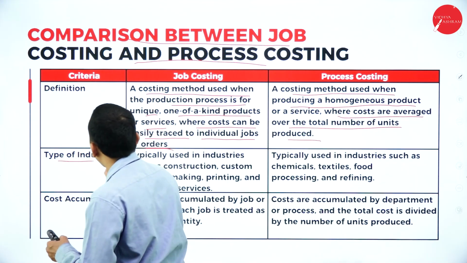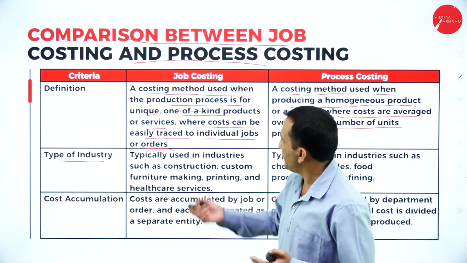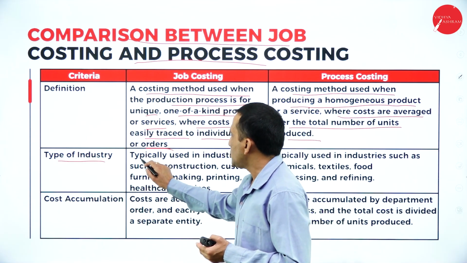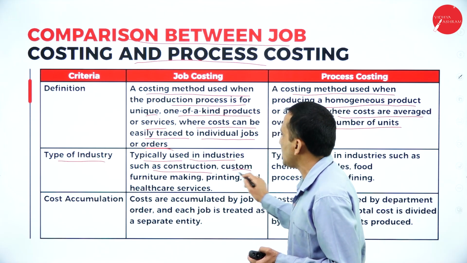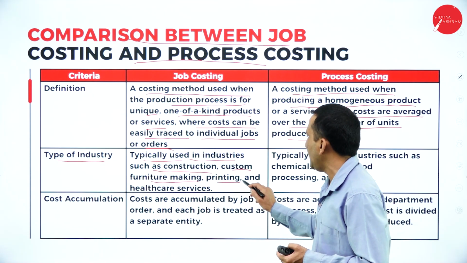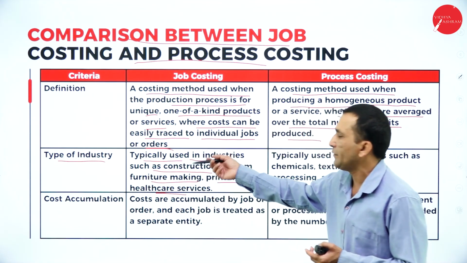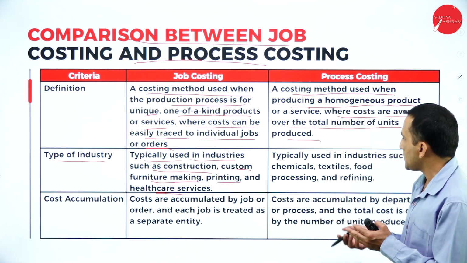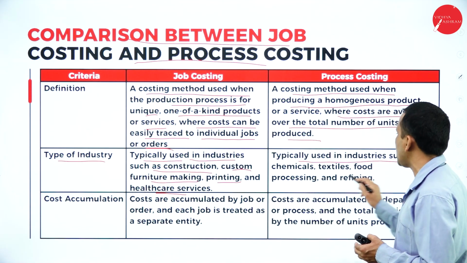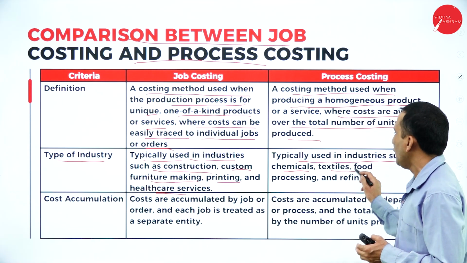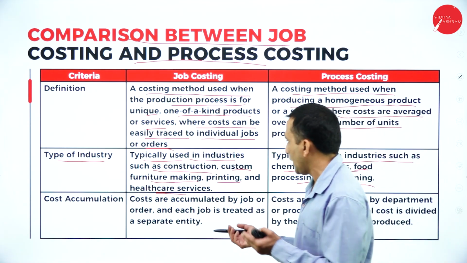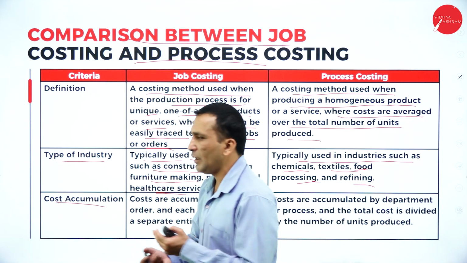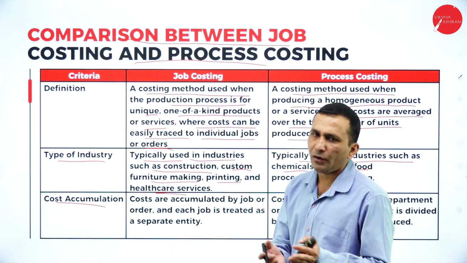Next one, the type of industry. What kind of industry can we identify in the job? It is typically used in industries such as construction, customized furniture making, printing, and healthcare service, which is different. But in case of process, it is typically used in industries such as chemical, textile, food processing, and refinery, oil and gas, printing, related. And cost accumulation, how you are calculating: each job is separate, right?